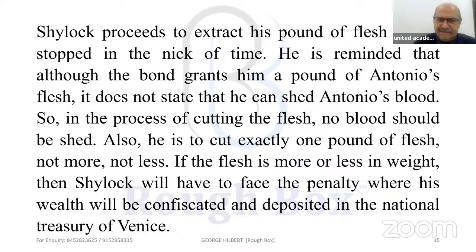He is reminded by Portia that although the bond grants him a pound of Antonio's flesh, it does not state that he can shed Antonio's blood. So in the process of cutting the flesh, no blood should be shed. Also, Shylock is to cut exactly one pound of flesh, not more, not less. If the flesh that he cuts is more or less in weight, then Shylock will have to face the penalty where his wealth will be confiscated and deposited in the national treasury of Venice.